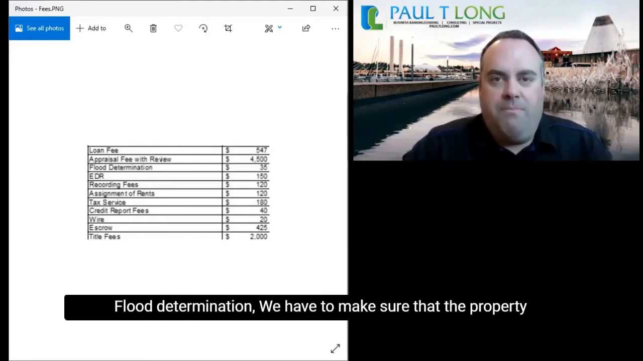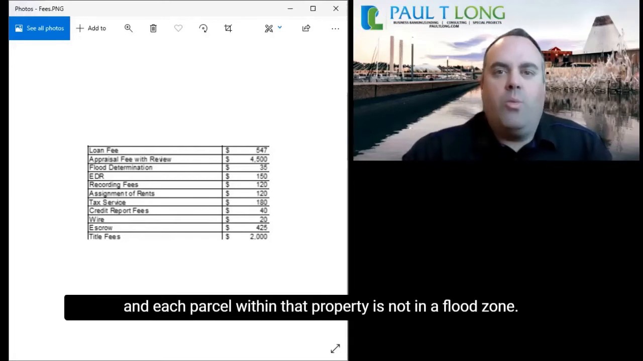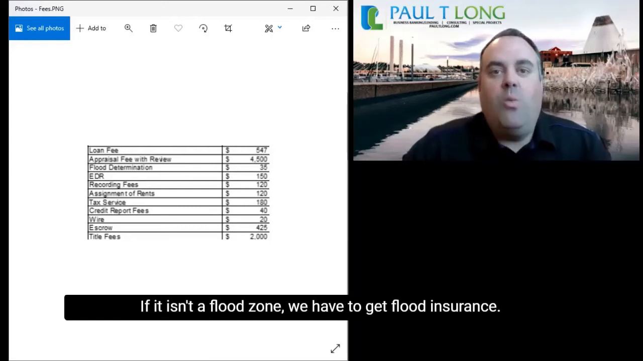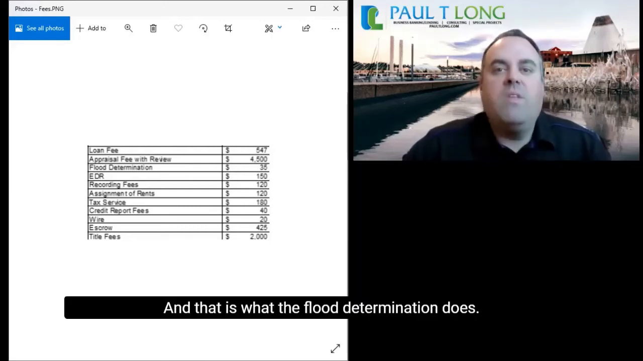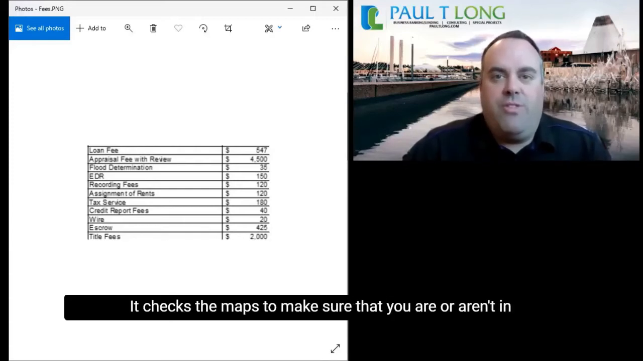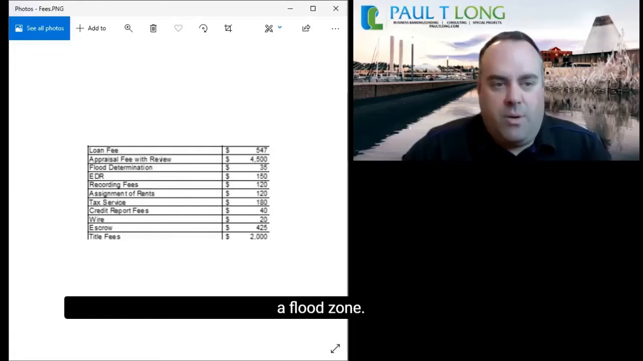Flood determination. We have to make sure that the property and each parcel within that property is not in a flood zone. If it is in a flood zone, we have to get flood insurance, and that is what the flood determination does, it checks the maps to make sure that you are or aren't in a flood zone.